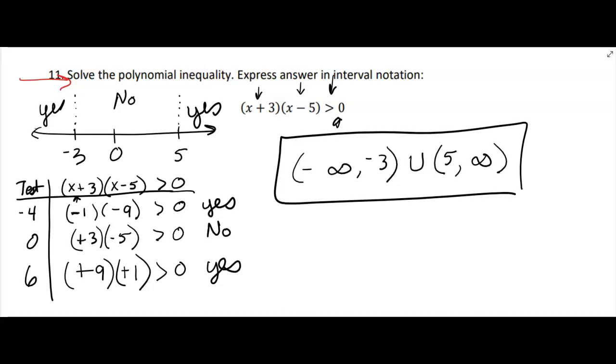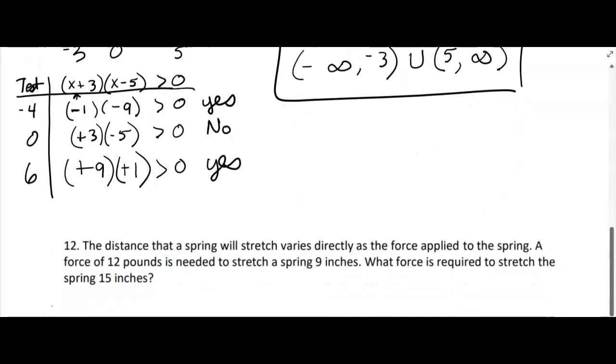If, and this is pretend now, that had been greater than or equal to, you would have had a bracket at -3 and a bracket at 5. Okay, that's not the case here, but I'm just saying if it had been greater than or equal to. Okay, because a lot of times students are like, well, what if?